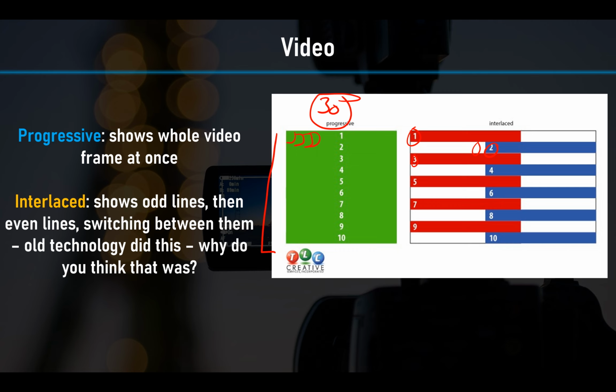Old technology did this, and just have a think, why that might be. You probably thought it's going to be due to hardware limitations. I think one reason given is possibly the old CRT screens.